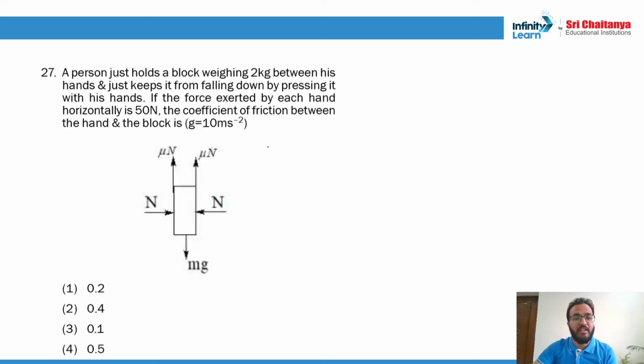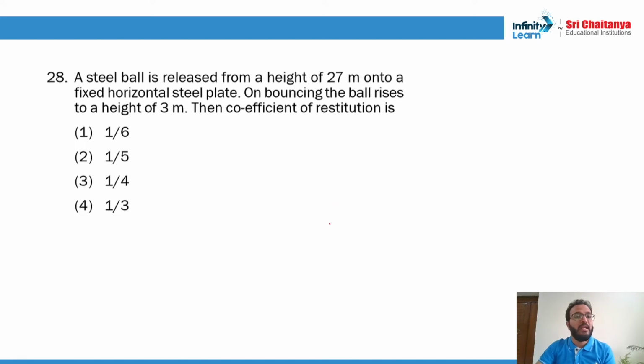Now here obviously you will say 2 mu N is equal to mg, right? N is how much? 50 Newton. So 2 into 50 is 100, into mu is equal to 20. So mu is equal to 0.2. Got it?